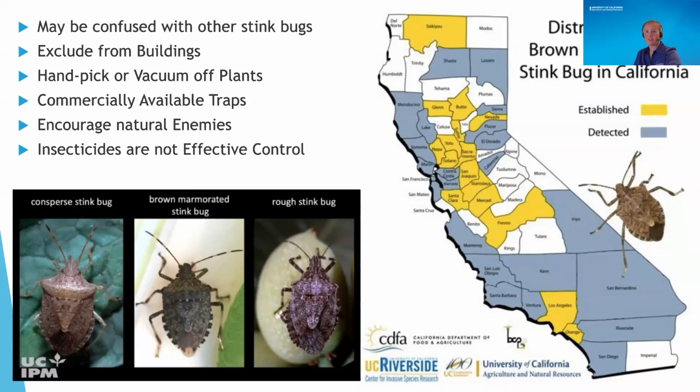Exclude them from buildings. Seal gaps around windows, doors, and siding areas. Again, this is a bug that it's important to physically remove. Handpick or vacuum the bugs to get rid of the infestation. There are commercially available traps you can use to monitor the population. You can encourage natural enemies. There are some pests, especially birds, that like to eat these bugs. Insecticides are generally not effective against BMSB, so exclusion is the most important way to get rid of these.